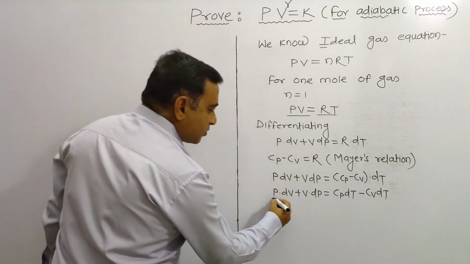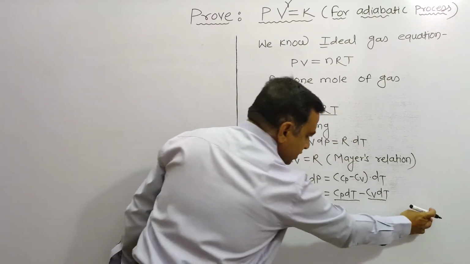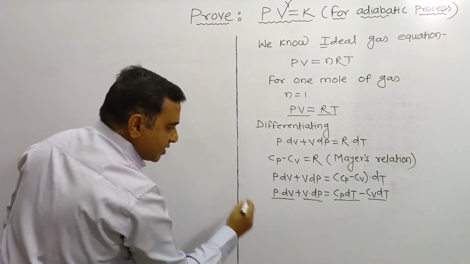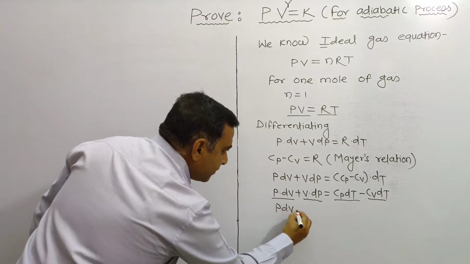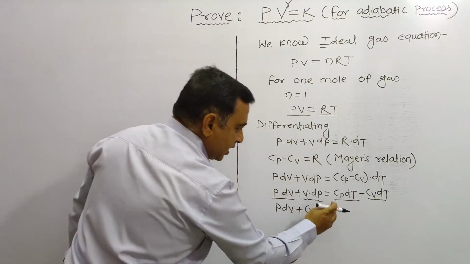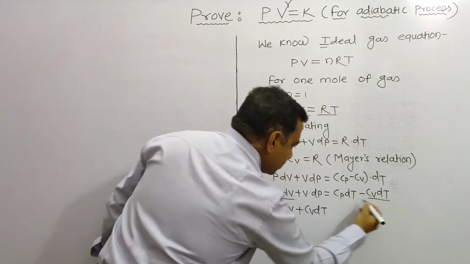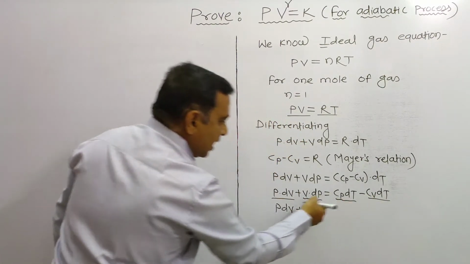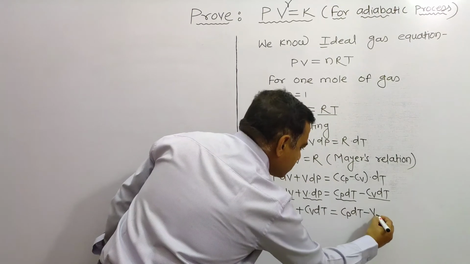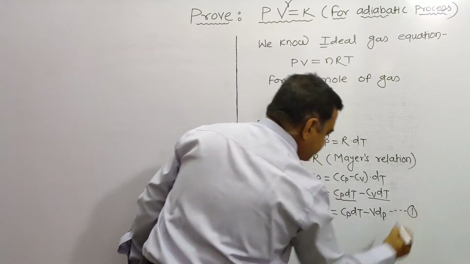Now equating the similar terms, here exchanging the terms. How are we going to exchange? I want to shift this -Cv dT to the left hand side, so we get P dV + Cv dT. Once again, the underlined term I want to shift to the LHS, whereas these two terms I am going to take to the RHS. That means Cp dT - V dP. Term it as equation number 1.